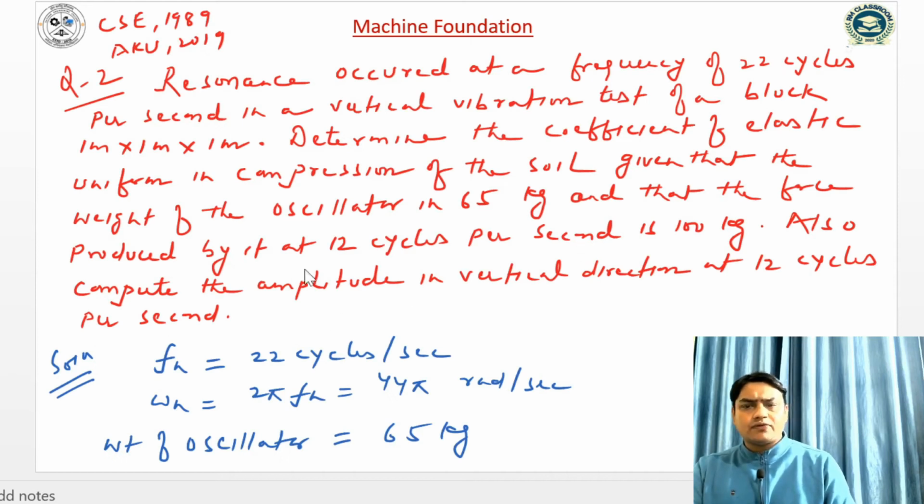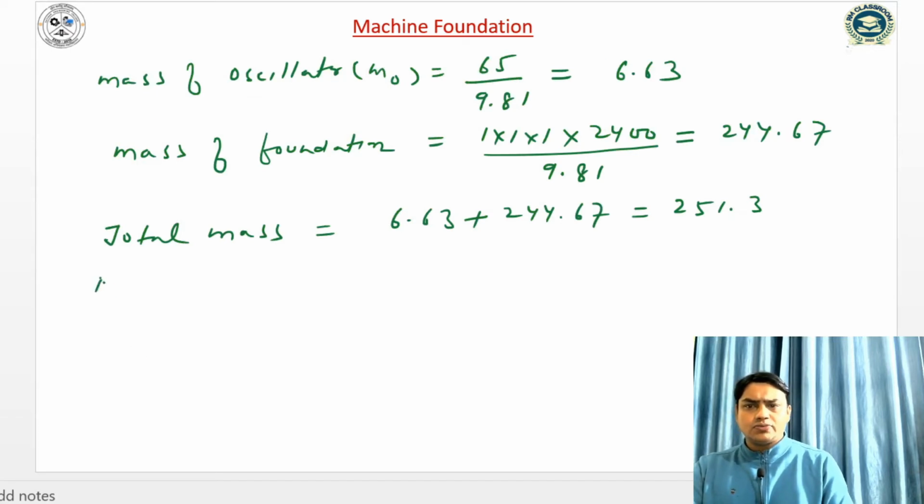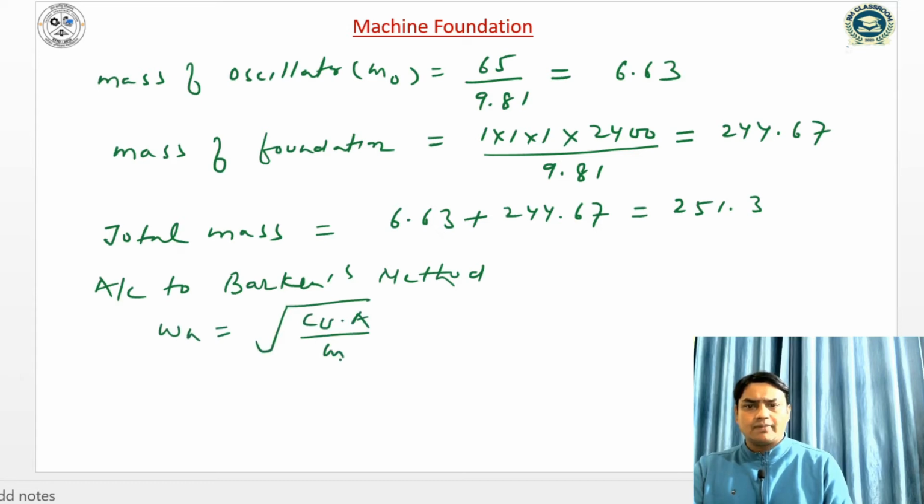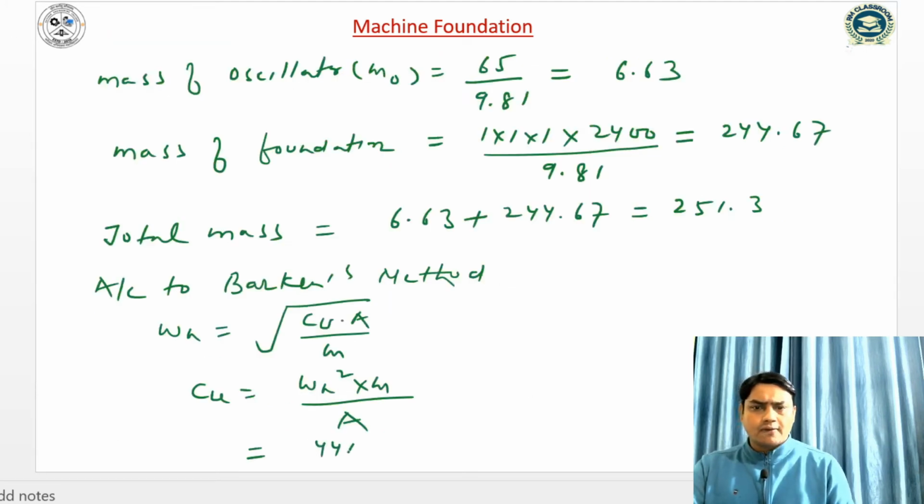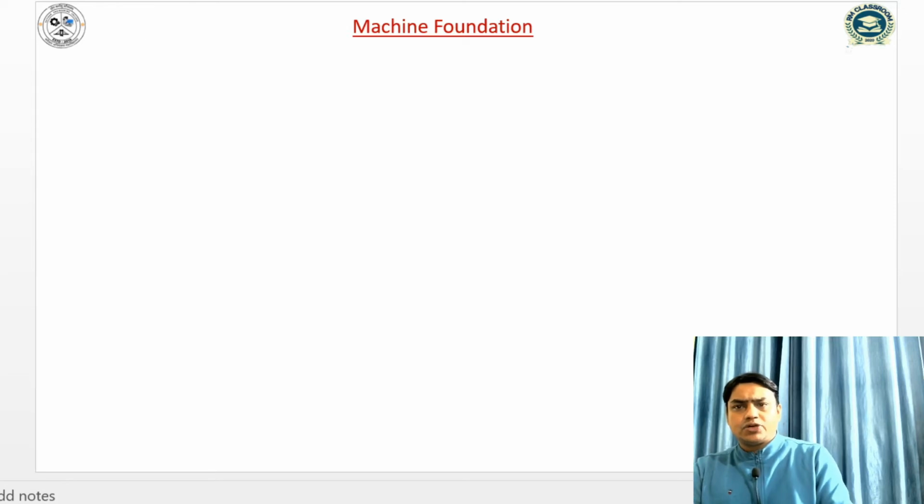So we have to determine the coefficient of elastic uniform compression. So according to Barkan's method, omega n is equal to the square root of CuA divided by M. So Cu is equal to omega n square into M divided by A. So omega n is 44 pi, so it will be 44 pi whole square into total mass 251.3 divided by area, which is 1.